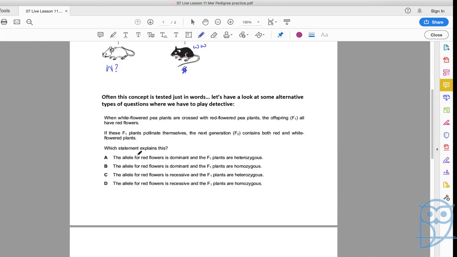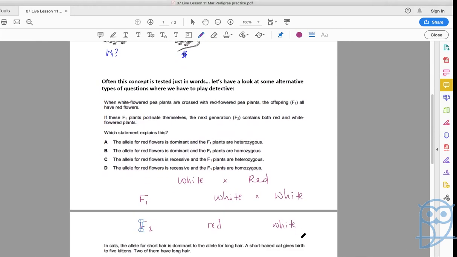So, we have a white flowered pea plant by a red. So, white by red. And in the F1, we have all of them white. And they're going by themselves, white. In the next one, F2, we get red and we get white. So, what does this mean in terms of what we have got?